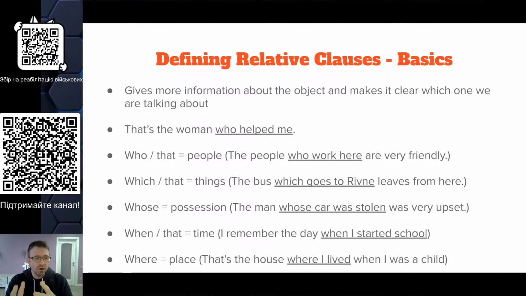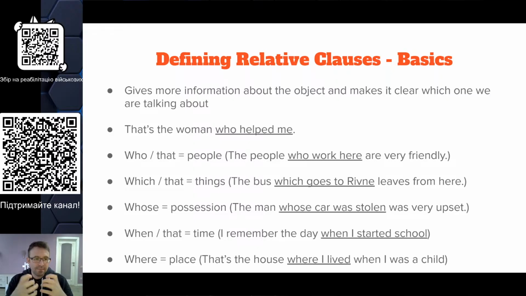Now, depending on exactly what we are talking about, we have a variety of different pronouns that we use to talk about different things. So if we are talking, first of all, about people, you can use the pronoun who, or you can use the pronoun that. And in this type of relative clause, there is no difference between them. So for example, we have here the example sentence, "The people who work here are very friendly." You can also say, "The people that work here are very friendly." No difference, exactly the same.